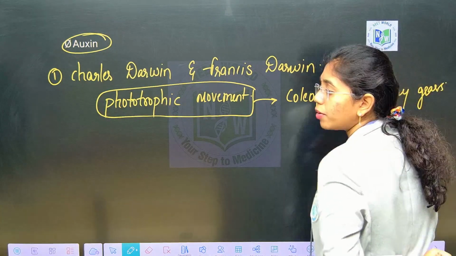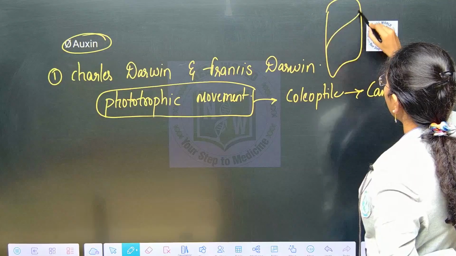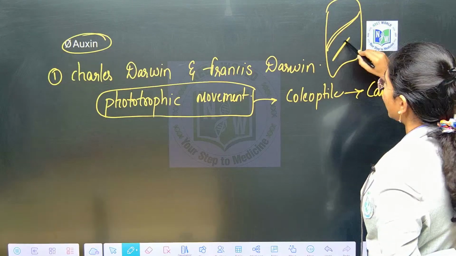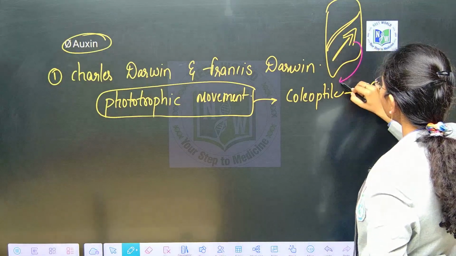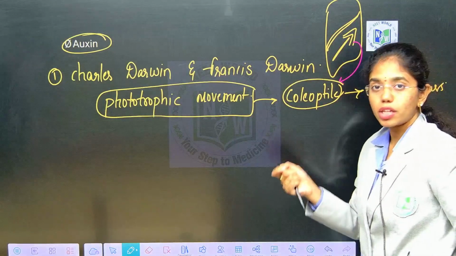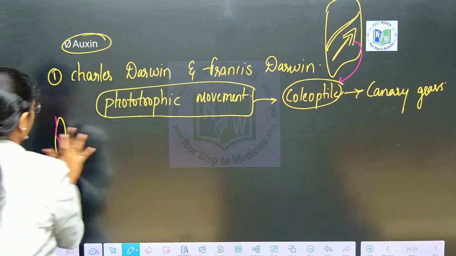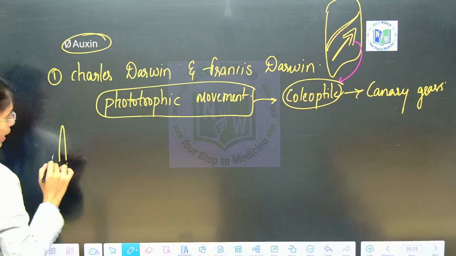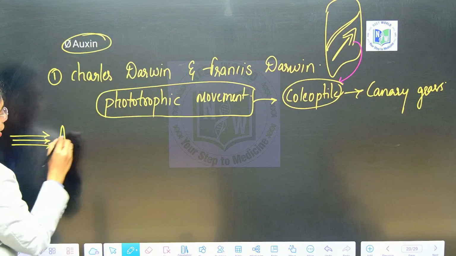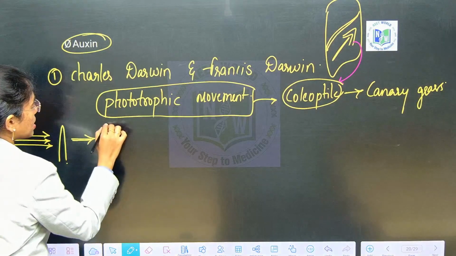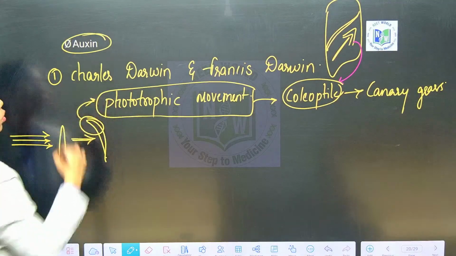What is the coleoptile in monocots? If you have observed the monocot seed, over the embryonal axis at the tip, plumule will be present. Plumule is covered by a protective sheath known as coleoptile. When the canary grass seedling coleoptile is subjected to unilateral sunlight, it shows a bend towards the sunlight like this, which is showing phototropic movement.